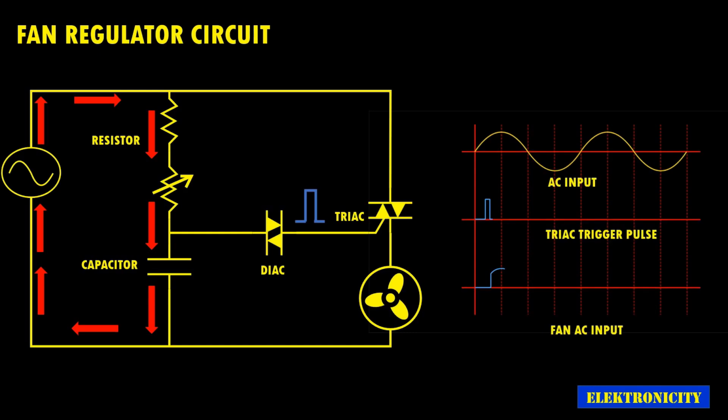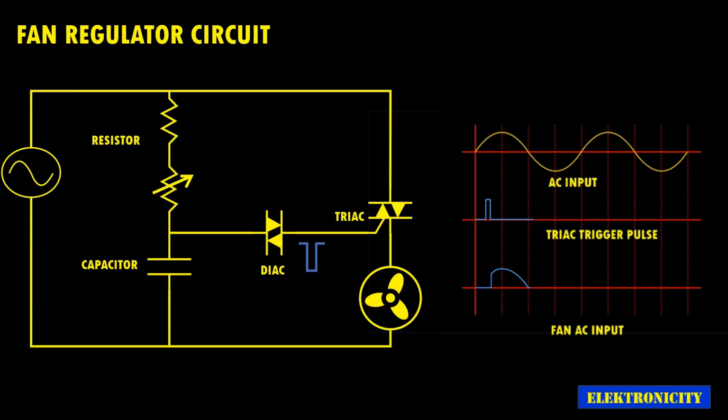However, the Triac will not remain on indefinitely. As soon as the AC voltage finishes its positive half cycle, the Triac will turn off and current flow in the fan will become 0. Now in the negative half cycle of the AC signal, the capacitor will similarly charge in the opposite polarity, and as soon as it reaches the Diac triggering point, it will trigger the Triac through the Diac. As a consequence, the fan will also turn on for some time in the negative half cycle of an AC signal.